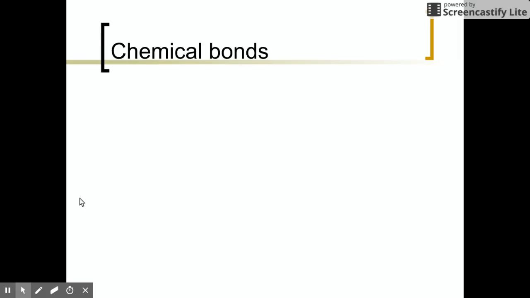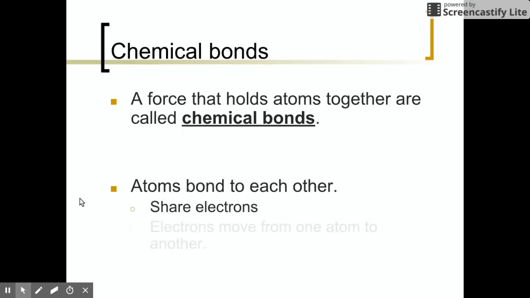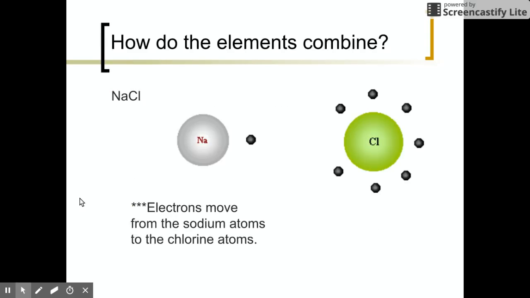But right now, you need to know that there's something called a chemical bond. It's a force that holds atoms together. So these chemical bonds are what take the hydrogen and the oxygen and bond them together, so we have water. Okay, atoms bond to each other. Sometimes they share electrons. Sometimes the electrons actually move from one atom to another. If you look here at the sodium, you have one sodium atom and one chlorine atom, and when the electrons from the sodium atom move over to the chlorine atom, they chemically combine to form a compound, NaCl.